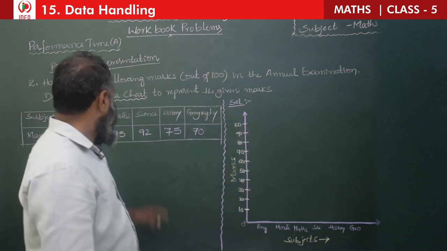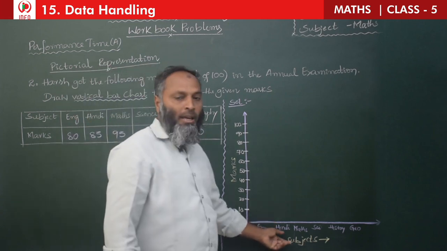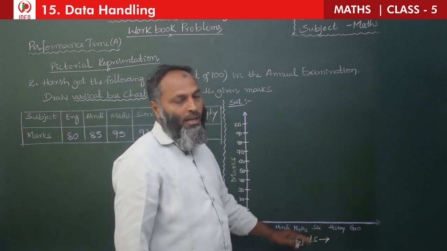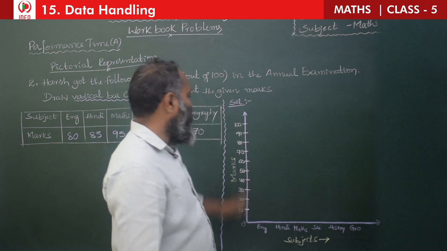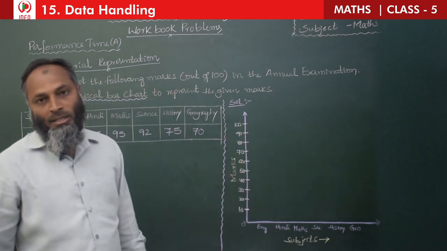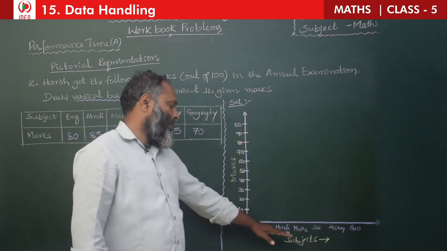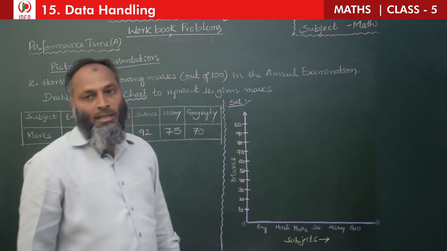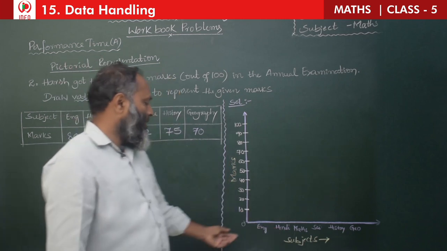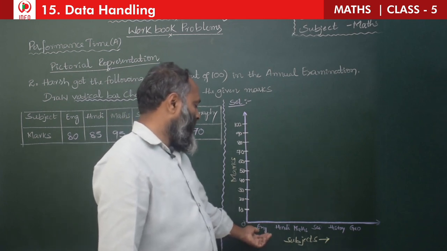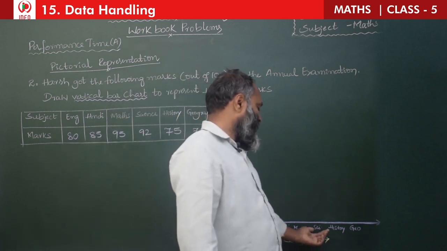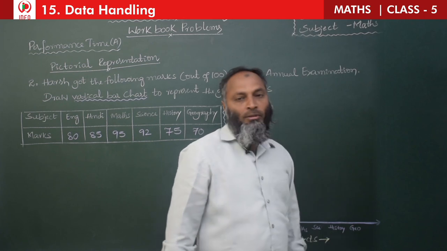So subjects we should take on the x axis, that is the horizontal axis, and the number of marks we should take on the y axis, that is the vertical axis. So marks on the y axis and subjects on the x axis. The subjects are English, Hindi, Maths, Science, History, Geography.